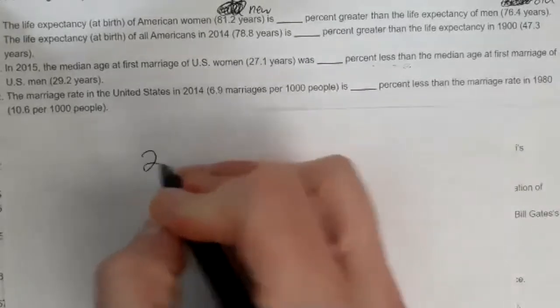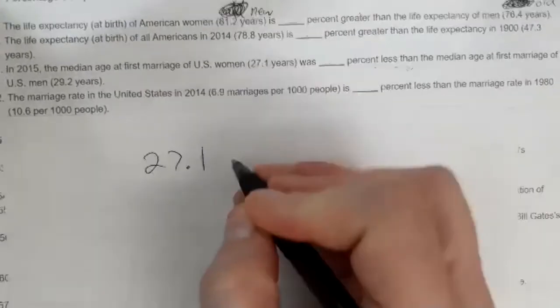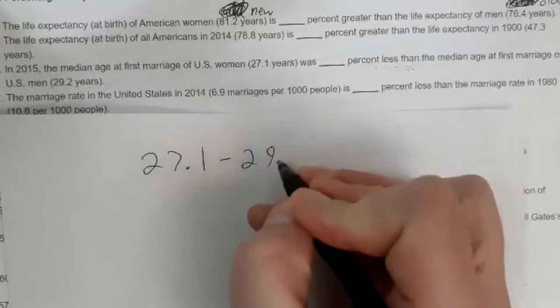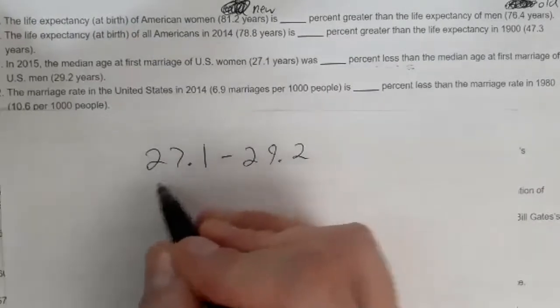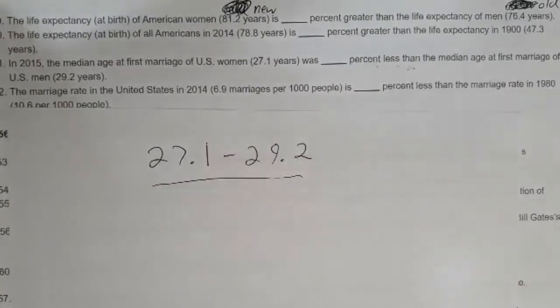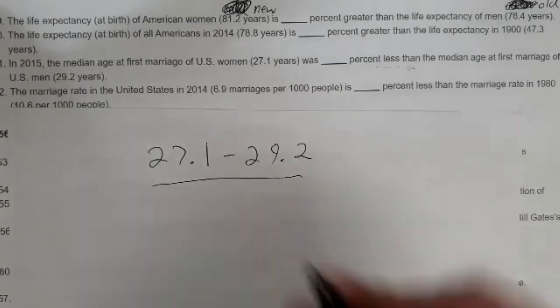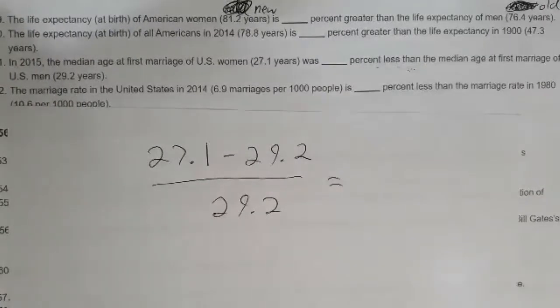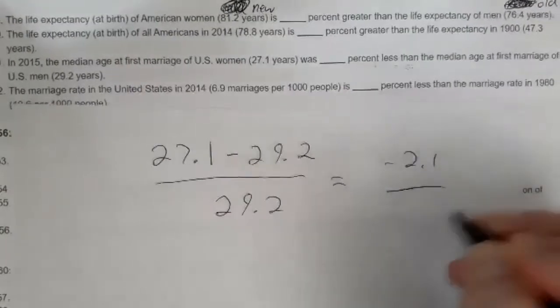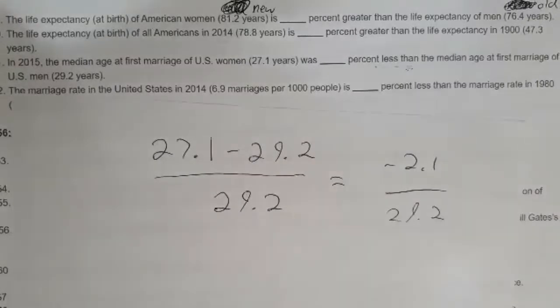So I should really start out with the smaller number, 27.1, and I should subtract that from the 29.2. And if I do it this way, this should sort of define what my reference is. My reference here is which number? 29.2. Figuring this out, I'm subtracting 27.1 from 29.2. This is giving me a minus 2.1 over 29.2.